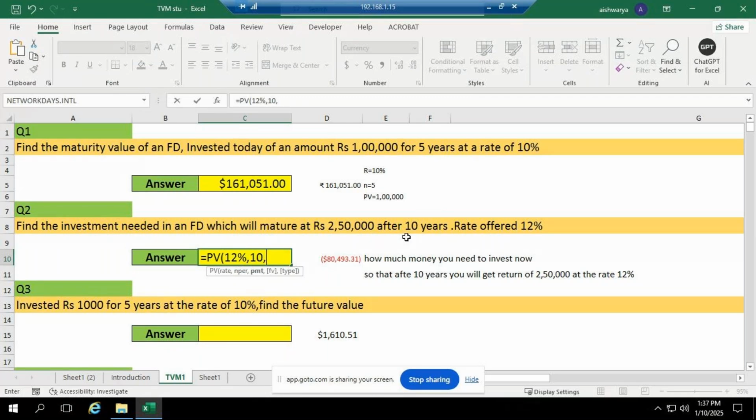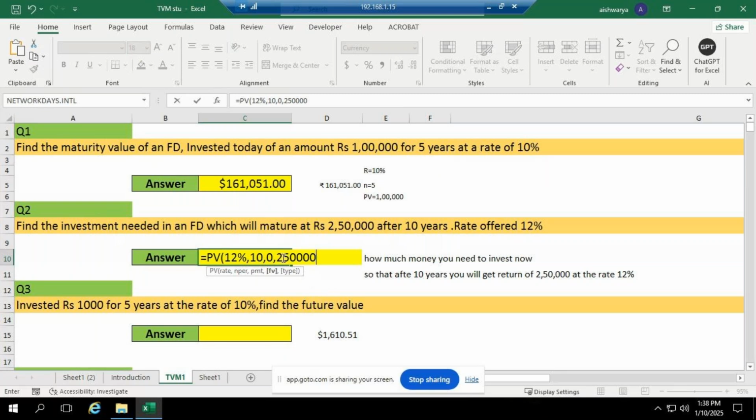Then comma, PMT. There is no PMT here, so you put 0. Then comma, what is the FV, the future value? 2,50,000. Yeah, very good. Will this be plus or minus 2 lakh 50?